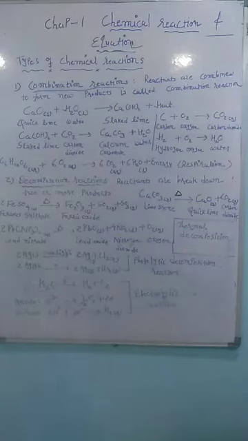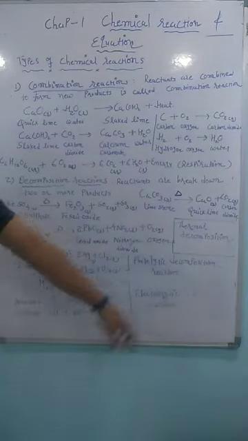Now we concentrate on those types of reaction in which the decomposition reaction occurs by sunlight or light. We already know light is made up of photons. Photon means what? Packet of energy. So the reaction which takes place by light is called the photolytic decomposition reaction.